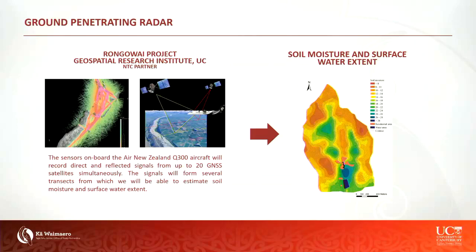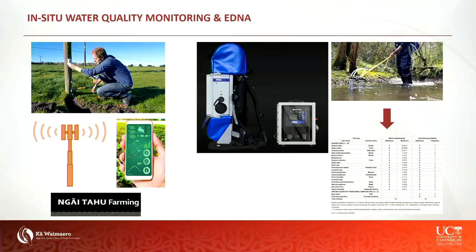Then there's all the things being done on the ground too. So Ngāi Tahu Farming's just started a regenerative farming program. They've got nitrate sensors all over their farm, which is telling how much nitrate's coming down through the soil, constant monitoring, 24/7, which is all linked by 4G. And you can look on your phone or on the computer and see how much nitrogen's flowing into the soil from the dairy farming. Also, eDNA is another technology that's emerging.